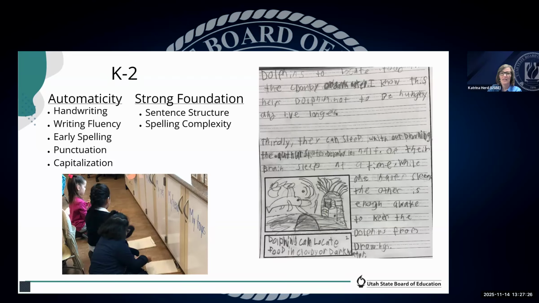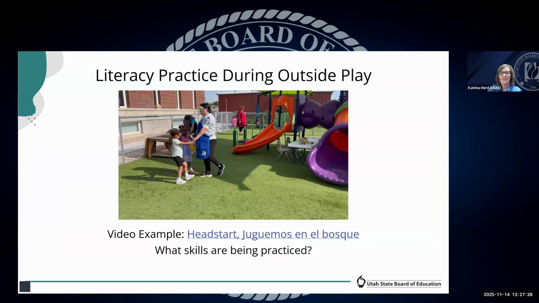Finally, I want to end with this video here of some literacy practice during outside play. So this was a video I took at a Head Start in South Jordan. This teacher sings in English and in Spanish, and I would like you, as we watch, to notice her feet, notice the hands of the children, and how she is pulling in, without even trying, rhythm and pacing and 2 languages worth of phonological awareness practice, building literacy during outside play.